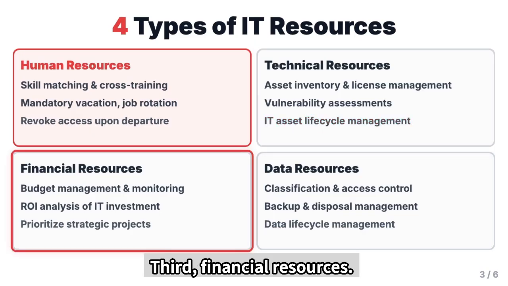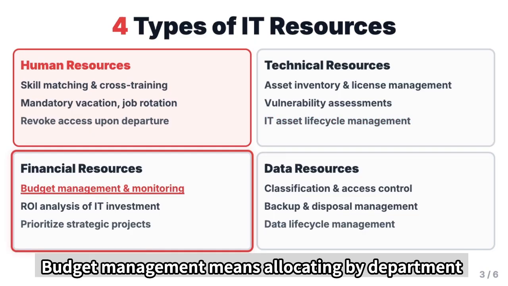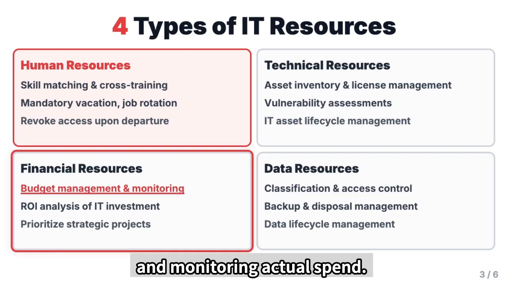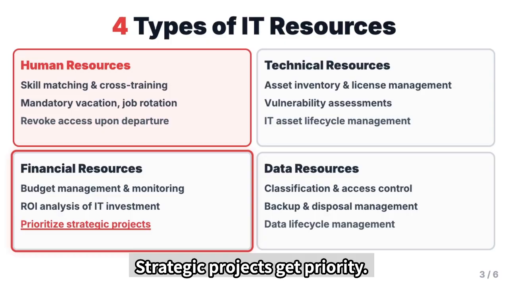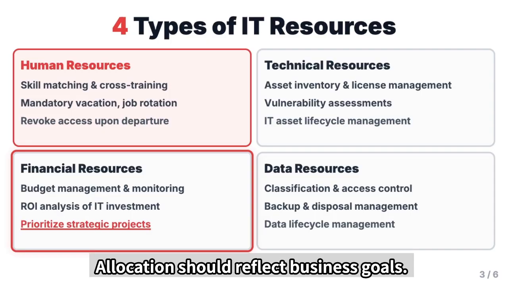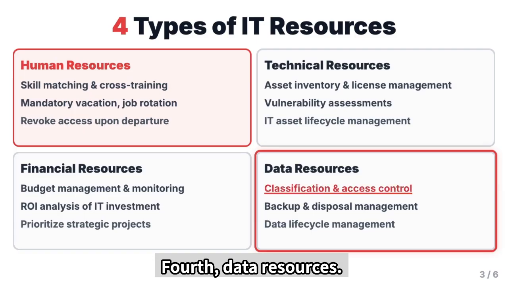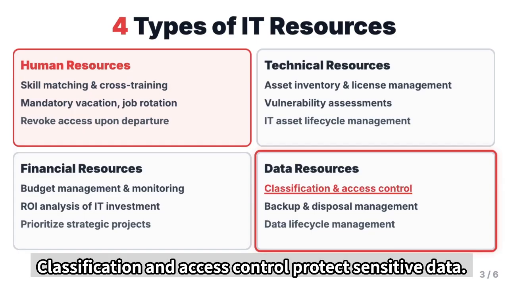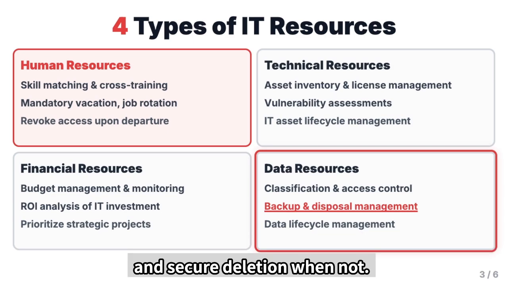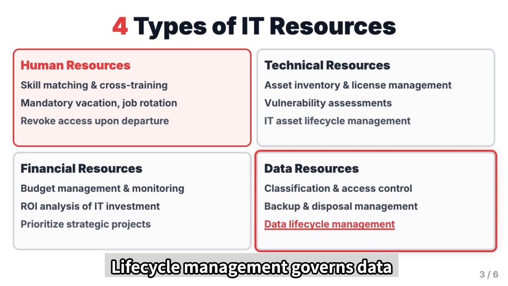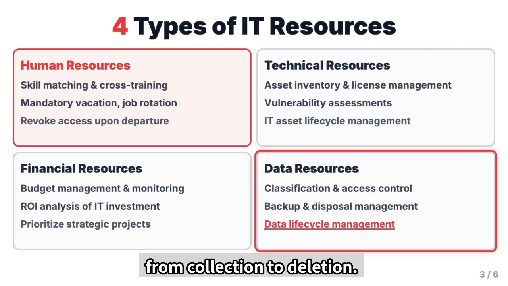Third, financial resources. Budget management means allocating by department and monitoring actual spend. ROI analysis backs every investment decision. Strategic projects get priority. Allocation should reflect business goals. Fourth, data resources. Classification and access control protects sensitive data. Backup and disposal management ensure recovery when needed and secure deletion when not. Lifecycle management governs data from collection to deletion.